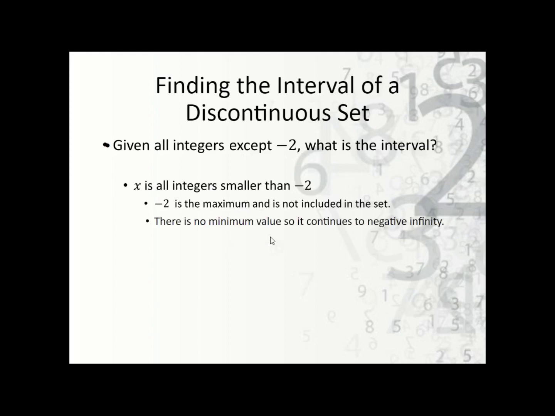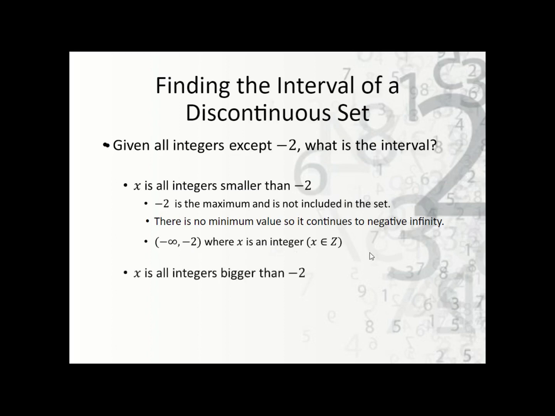And the minimum, there is no minimum. We want all the numbers less than it, so that's negative infinity. So this one would go from negative infinity to negative 2. And that's when x is an integer. Okay, we need to state that x is an integer.